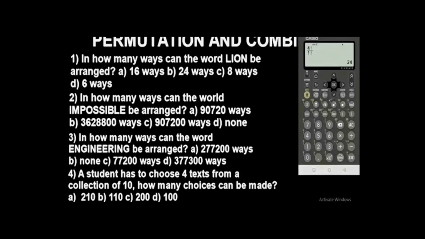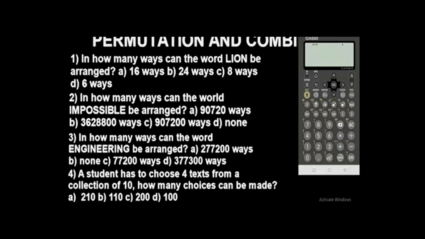It says, in how many ways can the word impossibly be arranged? So this is still under permutation, but we're going to solve this question using the factorial method. That's the most reliable way to solve this kind of question. In fact, I recommend that you guys work with the factorial method to be on the safer side.